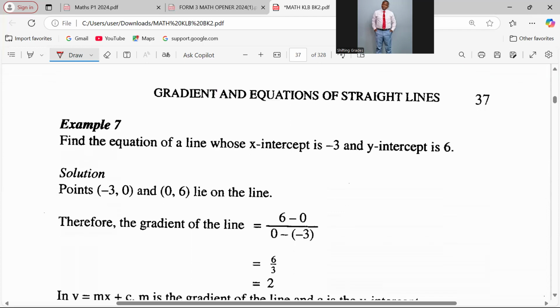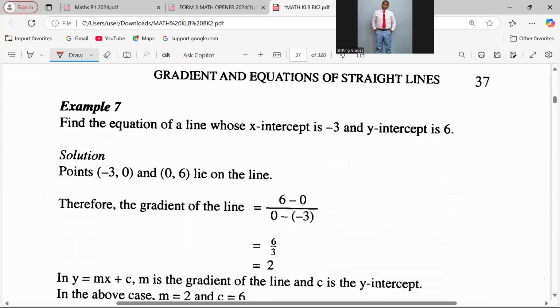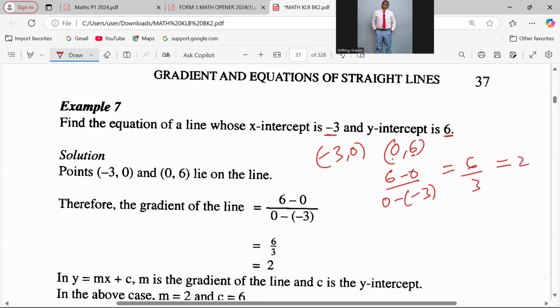Find the equation of a line. Look at how things are going to be simple now. Find the equation of a line whose x-intercept is -3 and y-intercept is 6. X-intercept -3 means the coordinate is (-3, 0). Y-intercept 6 means (0, 6). So we can get the gradient: 6 minus 0 over 0 minus -3. This will be 6 over 3, giving us a gradient of 2.